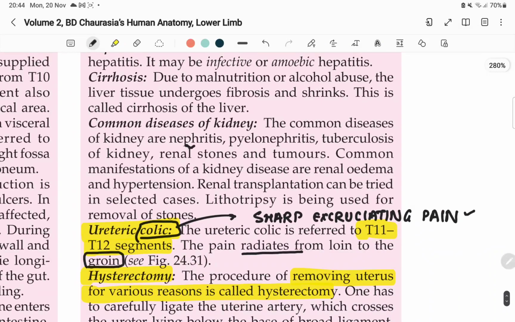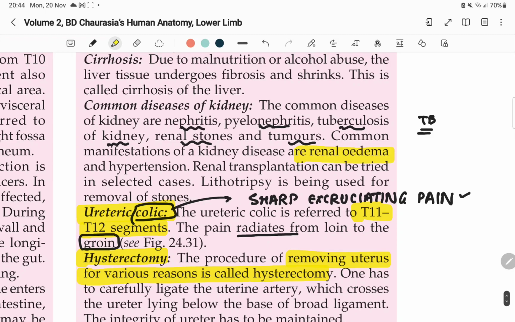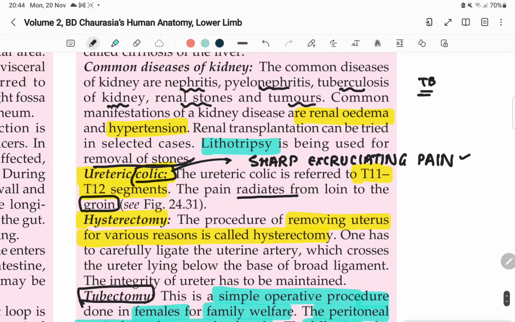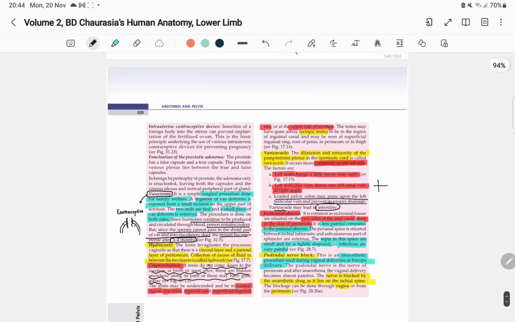Common diseases of the kidney are nephritis, pyelonephritis, tuberculosis of the kidney, renal stones and tumors. Common manifestations are renal edema and hypertension, and transplantation can be tried, or you can have lithotripsy. Shockwave lithotripsy is used for the removal of stones: shock waves are given and the stones are dissolved due to the shock waves.